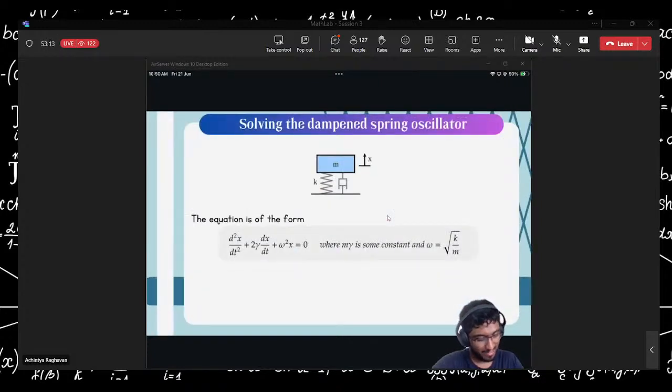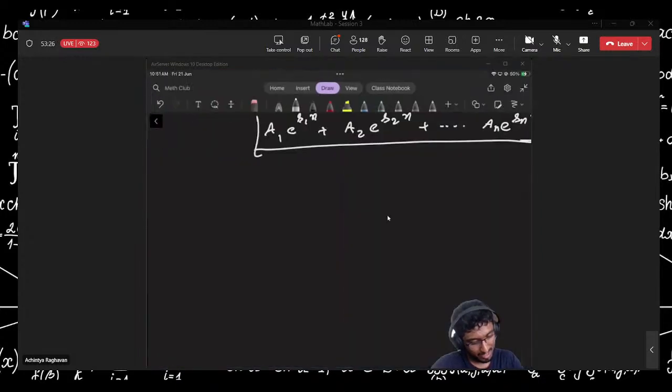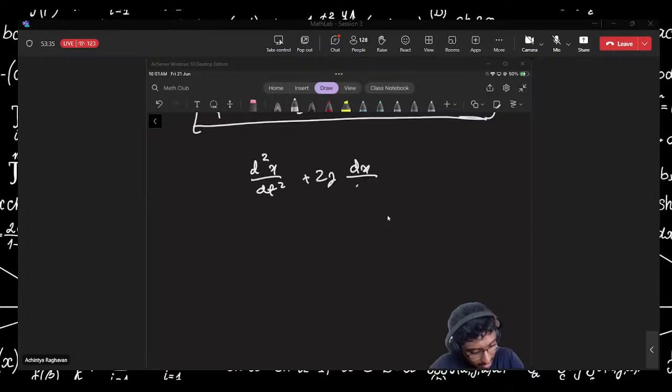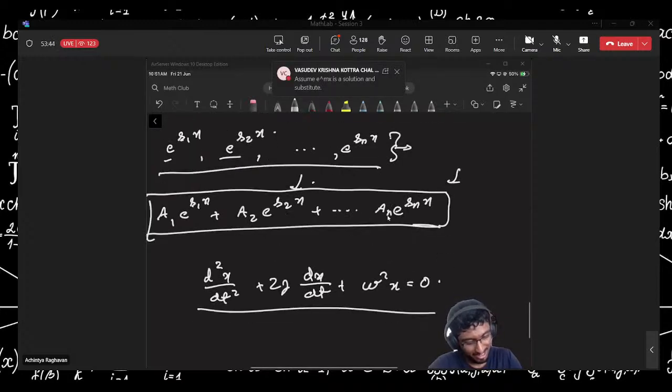So now let's try solving something. This is the damped spring oscillator. This is the differential equation for it. So let's try solving it. What would be the method to solve it? The differential equation is d2x by dt2 plus 2 gamma dx by dt plus omega square x is equal to 0. So what should I do here? We just looked at a way to solve such things. How should I solve this?